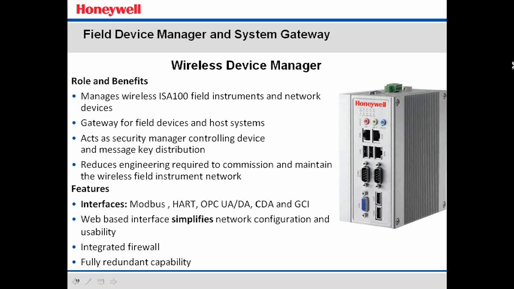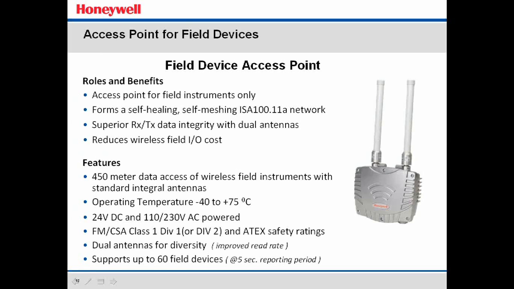The power options directly correlate to the classification division rating of the device. You have an option there. It can either be Class 1 Div 1 or Class 1 Div 2. If, for whatever reason, and it's extremely rare, it does have to be mounted in a Class 1 Div 1 environment, the only power option is going to be 24-volt DC. If it's Class 1 Div 2, the FDAP comes with the power supply inside the box. So you can power it either way, 24-volt or 110, 230.